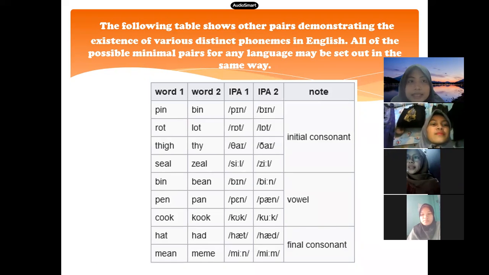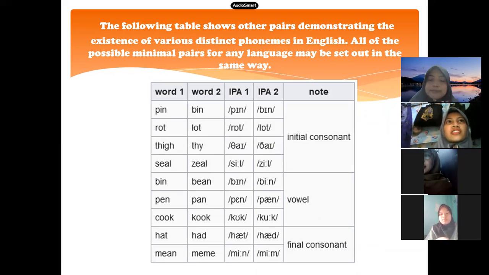So in this table, we have pairs demonstrating the existence of various distinct phonemes in English. All of the possible minimal pairs for any language may be set out in the same way. For example, pin and bin, rod and lot, tie and tie, seal and zeal, bin and pan, cook and had. In this note, we have three types: initial consonant, vowel, and final consonant.